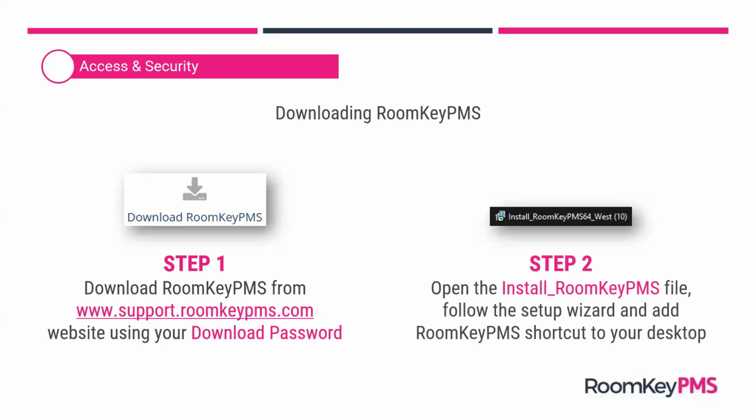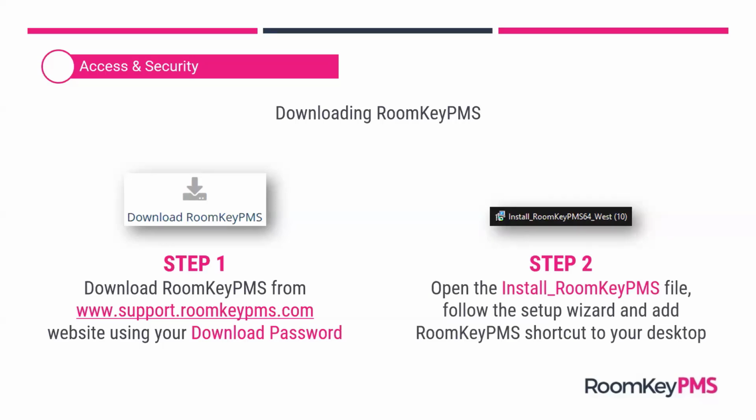Once you've downloaded the file, it is called Install RoomKey PMS, and it looks like this, depending on the type of download password and connection that you're using. But once you've downloaded the file, you'll open up the file and just follow the setup wizard. It's going to add a shortcut to RoomKey PMS directly to your desktop.